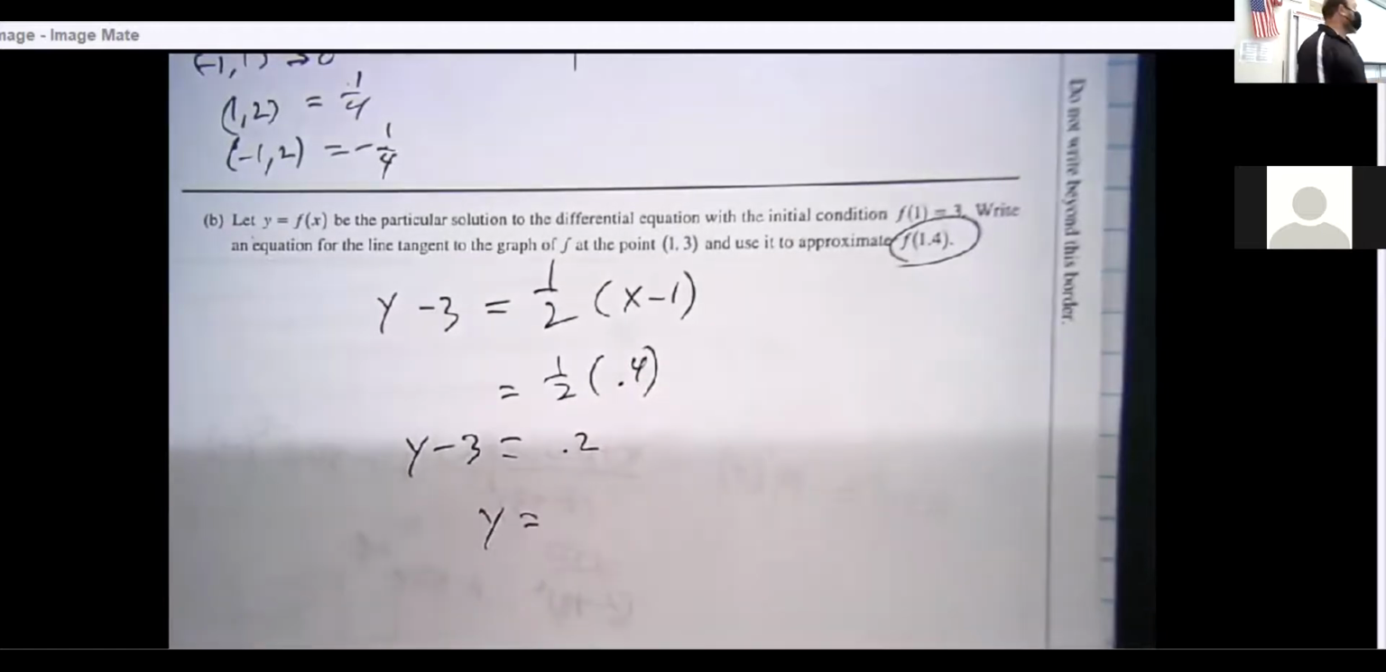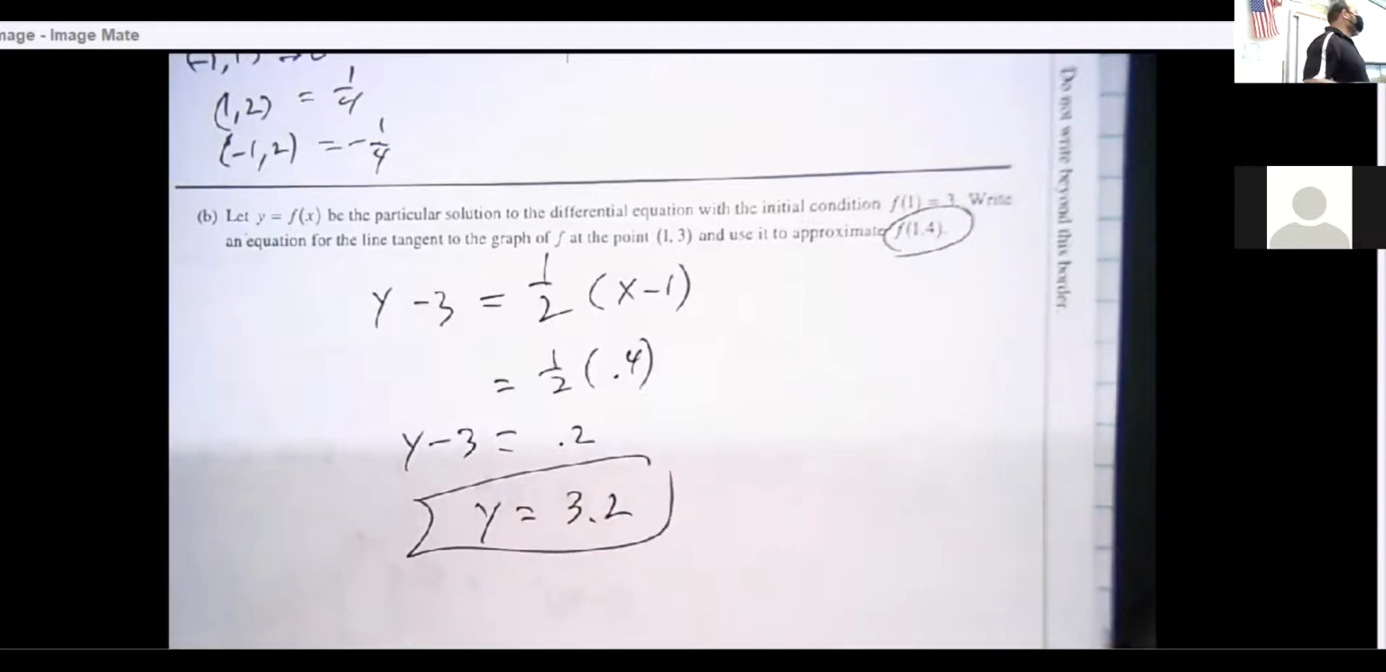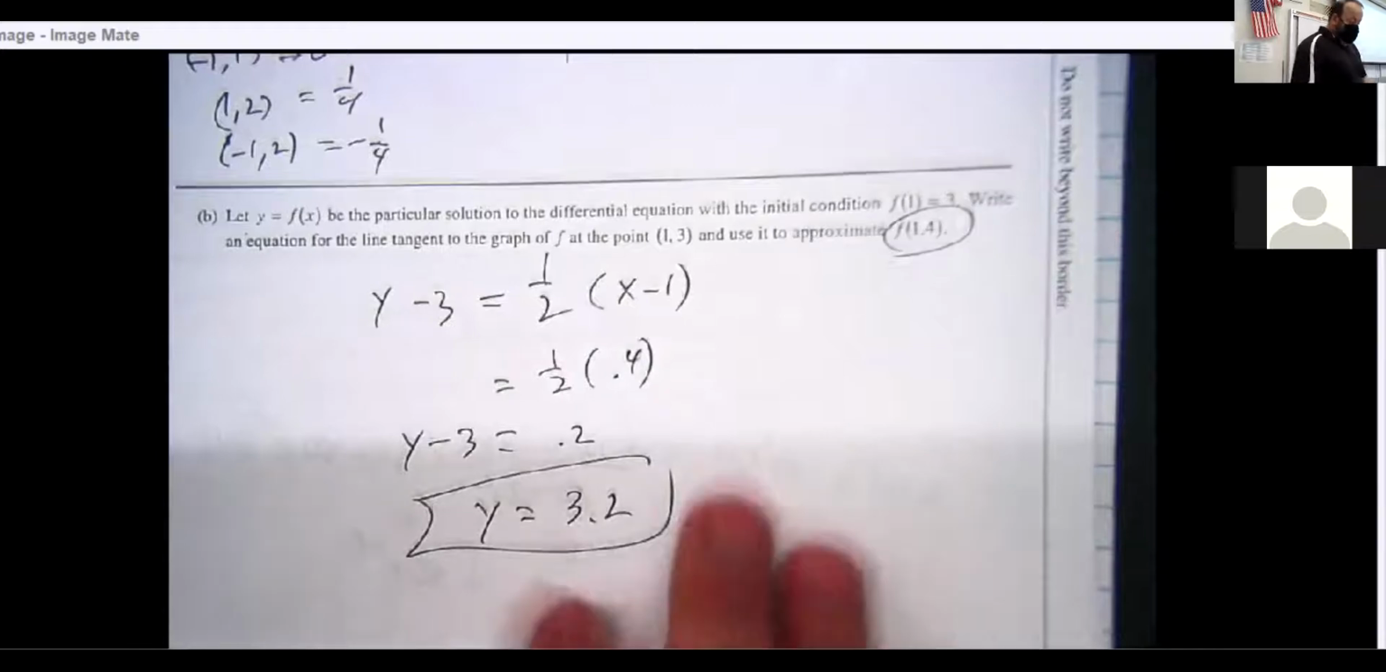So what is y about? 3.2. So this is one of those problems where, honestly, if you got bit by that, I'm actually okay with that, because you're like, okay, I'll get that one next time because that was an easy problem. I hope they give that to me. That happens. So it's all good.